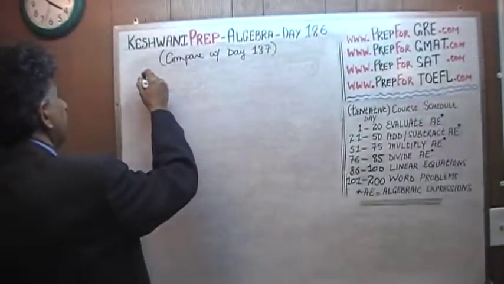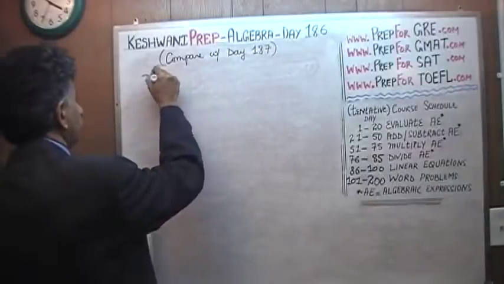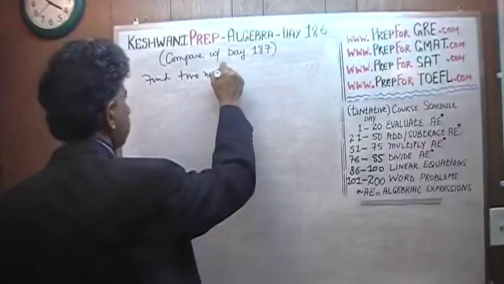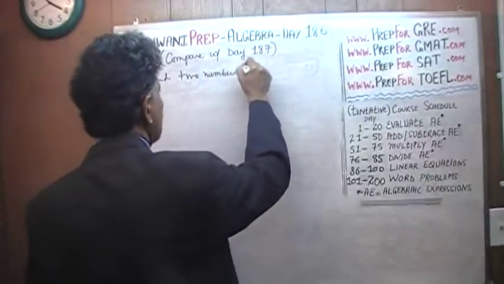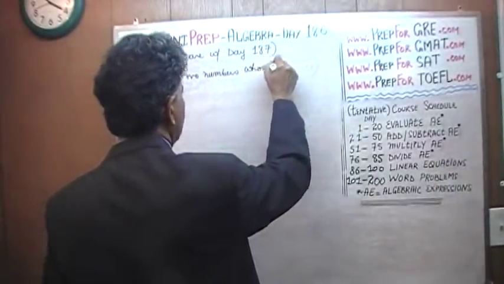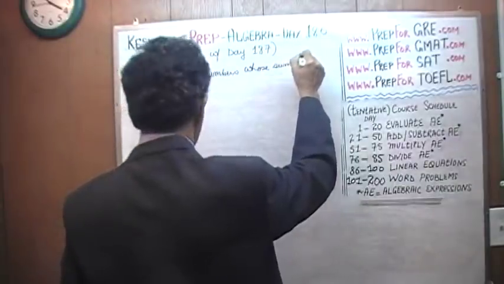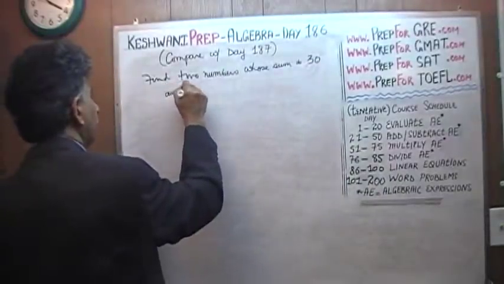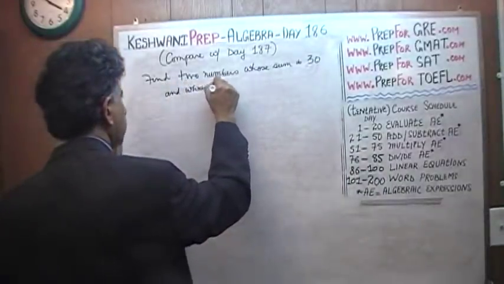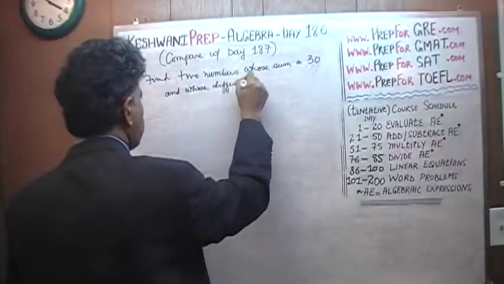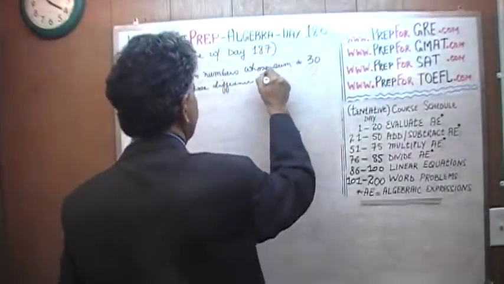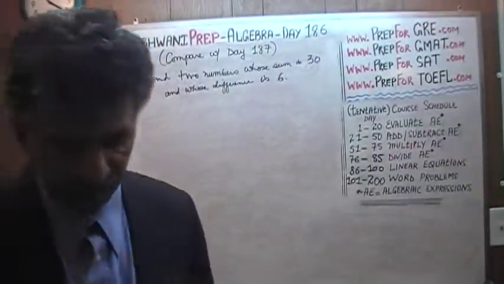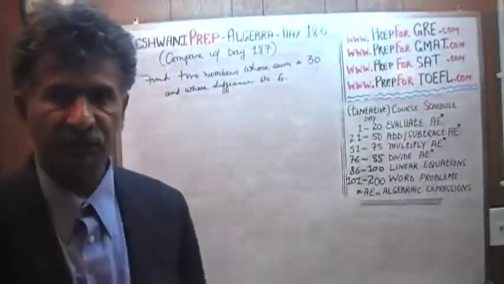We are asked to find two numbers whose sum is 30 and whose difference is 6. That's all.